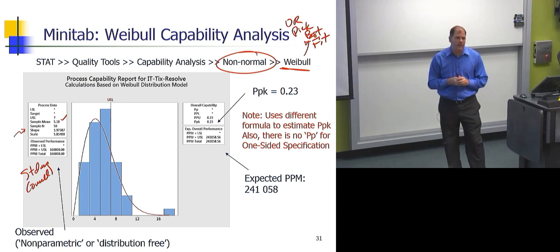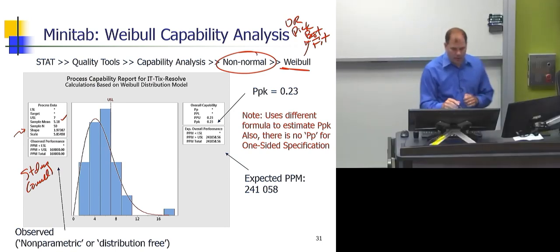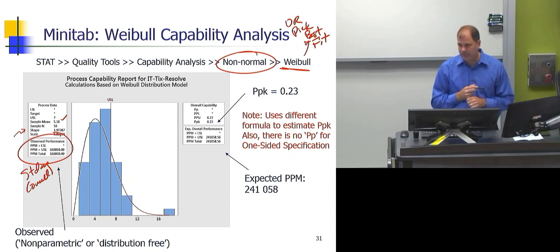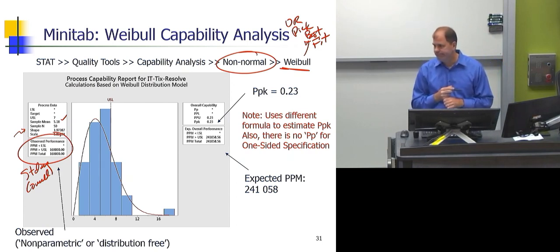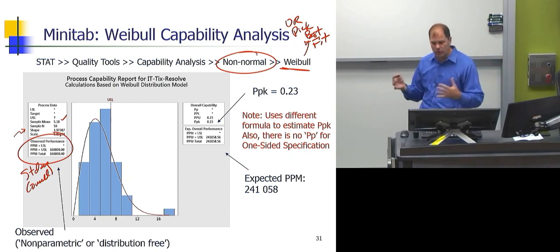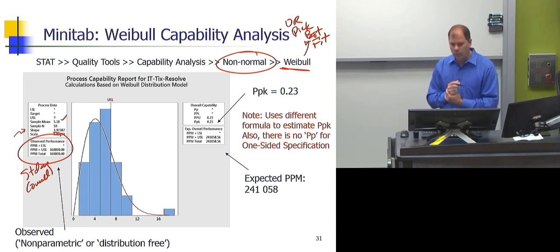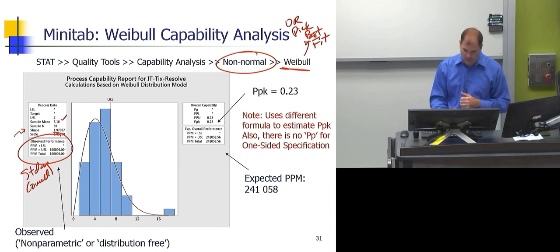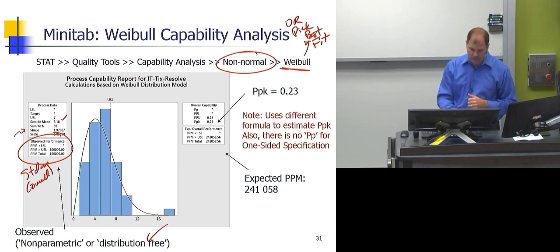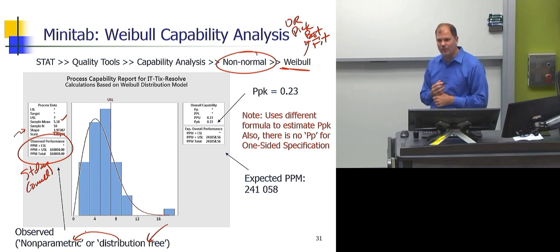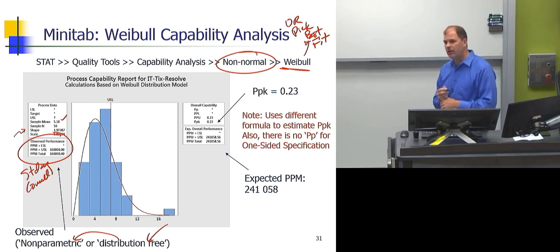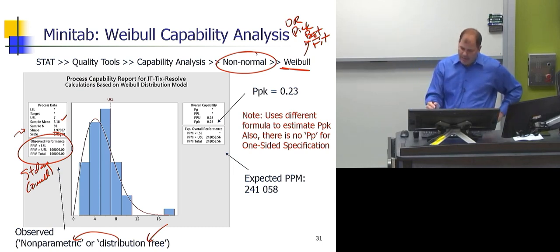It's going to calculate the observed. Does this number require the Weibull fit? Nope. It's just going to look at which values are out versus the total sample size. This one right here is distribution free, or if you want a fancier term, use non-parametric. Non-parametric is a distribution free, no parameters to the model. It's going to come back and estimate a PPK.